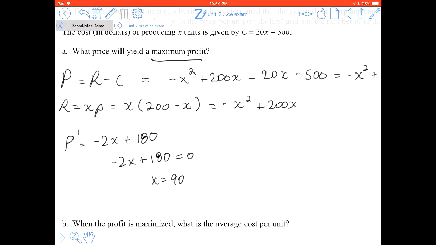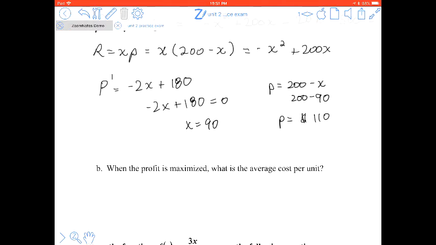Got to remember though, this x equals a number of units. They want to know what price will yield a maximum profit, not how many units. So the price, lowercase p, was equal to 200 minus x. So that's 200 minus 90. So the price is $110. Now when the profit is maximized, that means we're selling 90 units for $110.